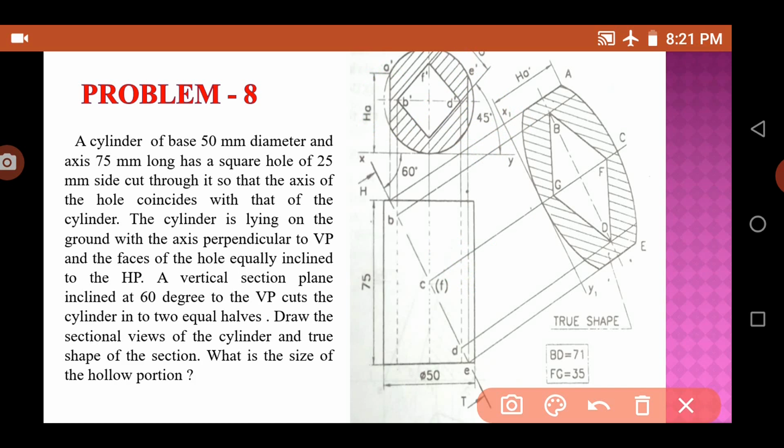Now they also ask what is the size of the hollow portion. So you have to mark the distance. Size means this length and this length. So you have to mark it. That is BD, this length is 71 and this length is 35. You also mark it.